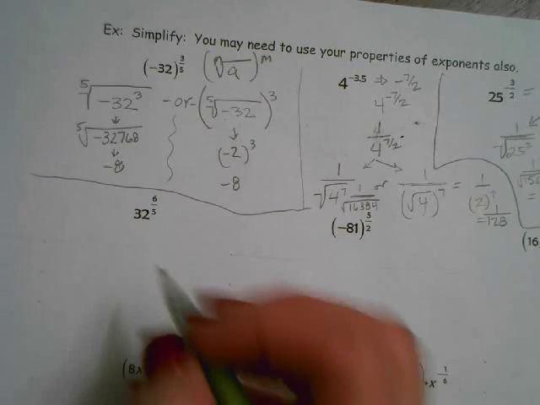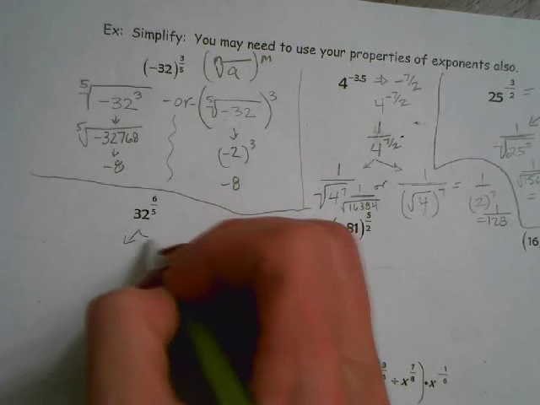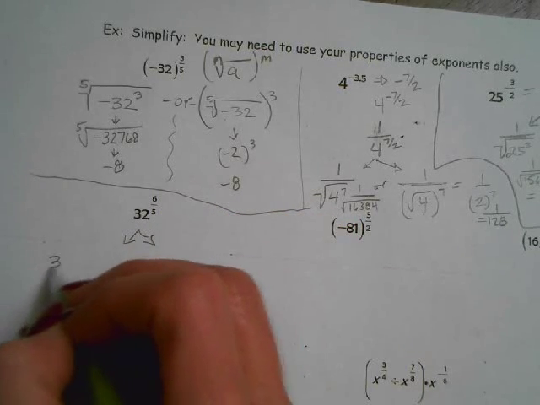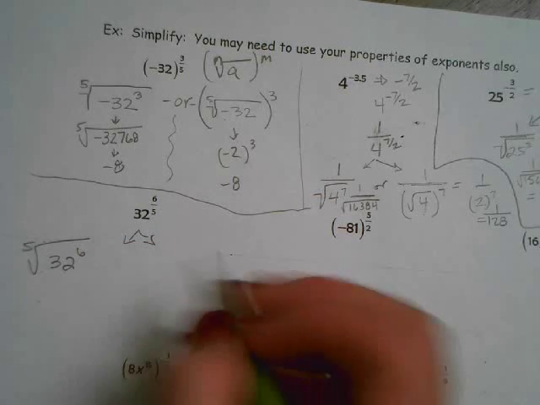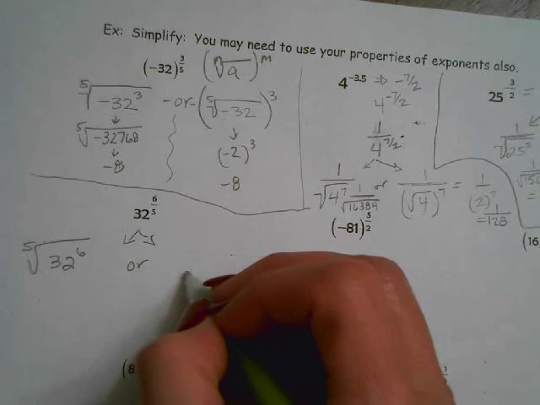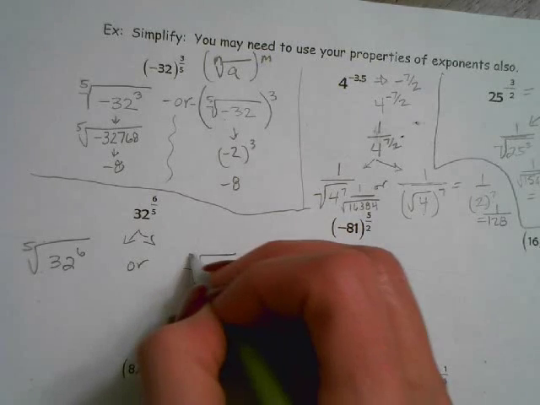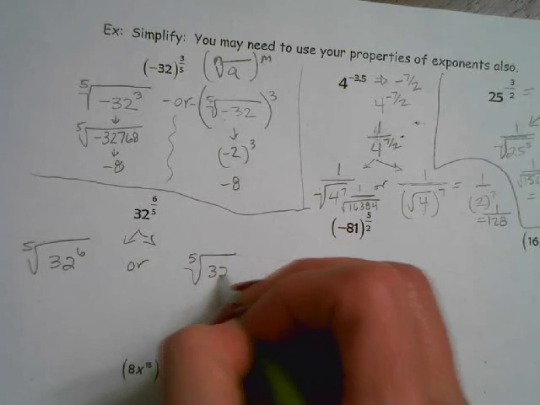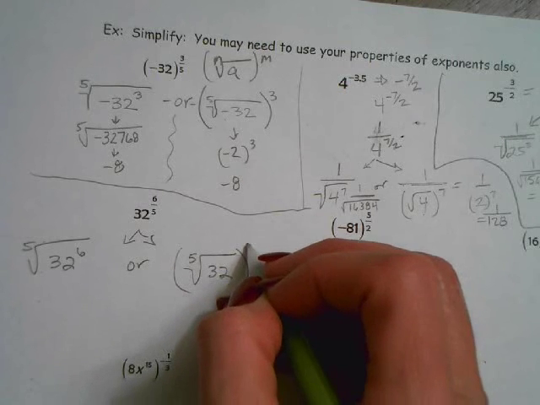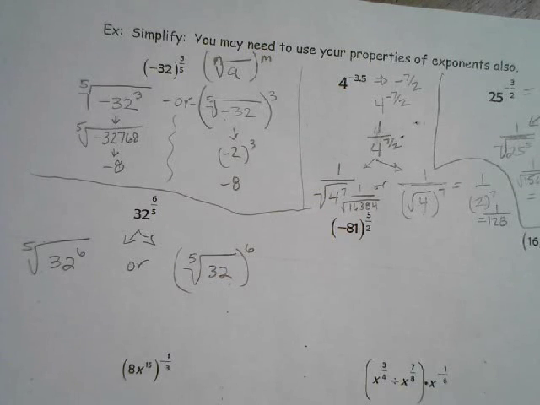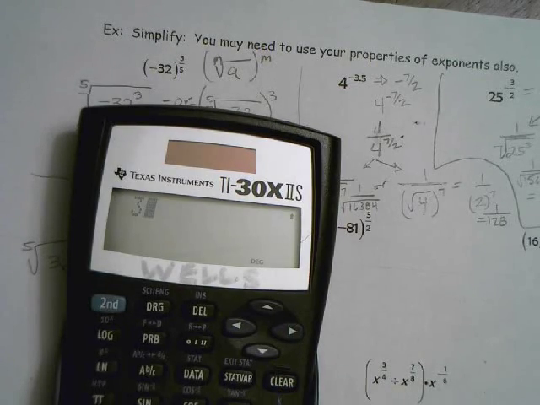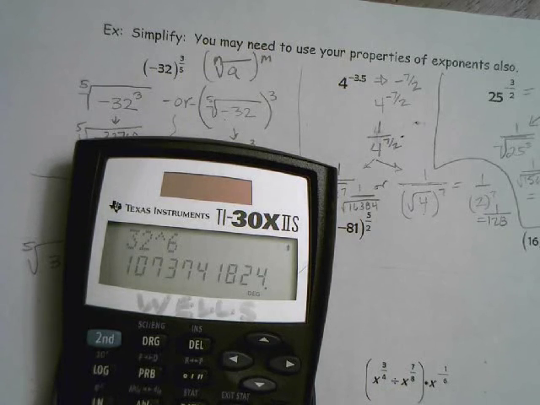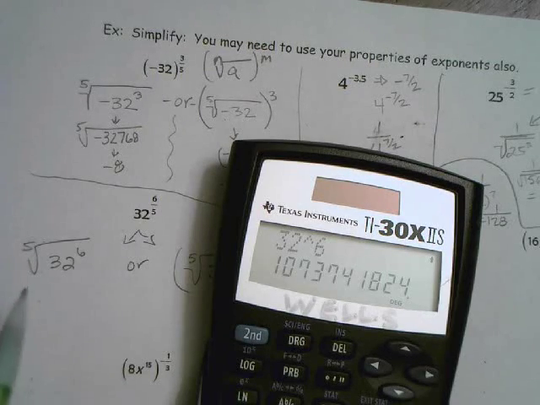Alright, so if you've tried this, hopefully you broke it down to the following either way, where you have 32 to the 6th power and you're taking the 5th root of it, or you're taking the 5th root of 32 and then you're going to raise it to the 6th power. Okay? If I do the 32 to the 6th, I'm going to get an increasingly large number that I then have to write down, remember, and take the 5th root of it.